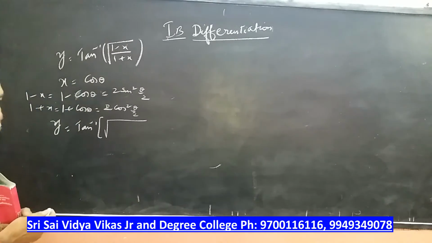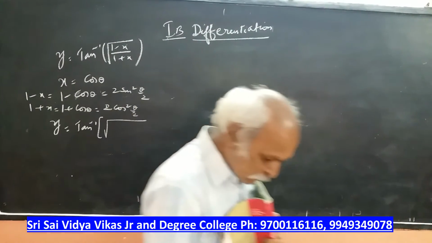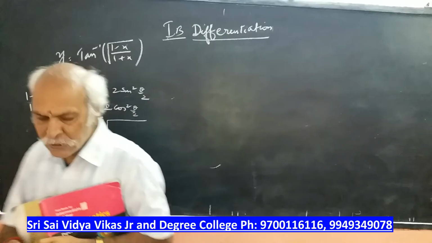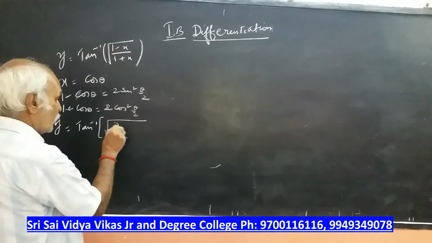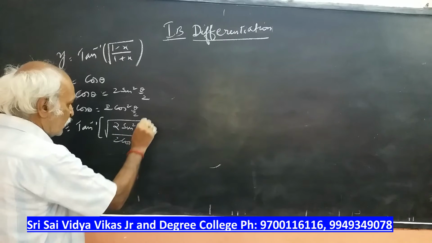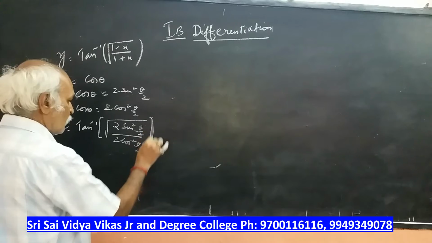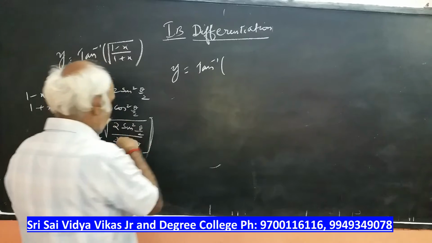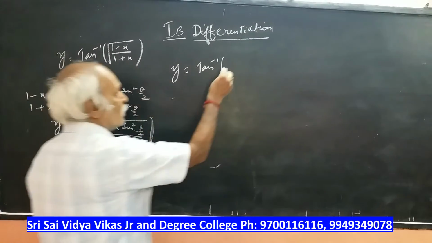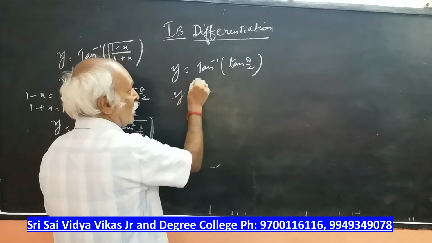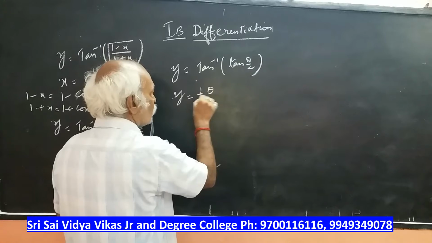1 minus x is 1 minus cos theta, which is 2 sin square theta by 2, divided by 2 cos square theta by 2. So this becomes y is equal to tan inverse of square root of sin square theta by 2 by cos square theta by 2. The 2 will get cancelled, sin by cos will be left over, tan theta by 2. So tan inverse of tan theta by 2 is 1 by 2 theta.